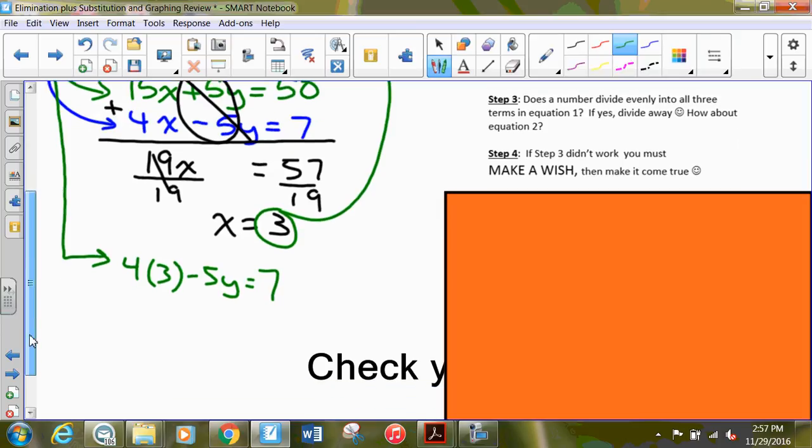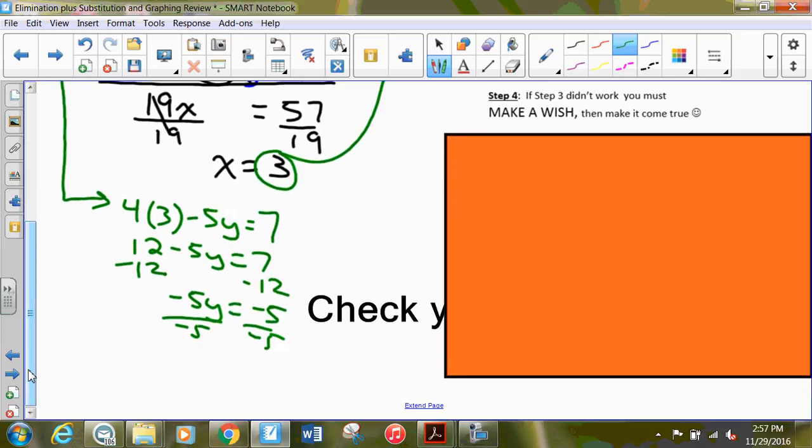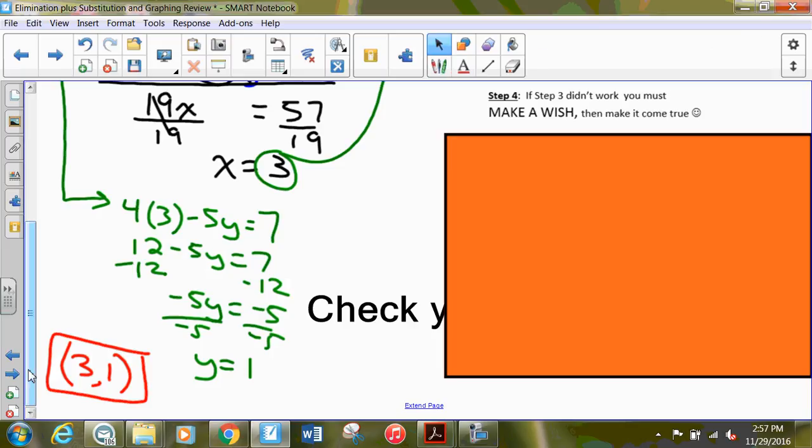So here we go. We're going to go ahead and say 4 times 3 is 12. Then we're going to subtract the 12 from both sides, and divide both sides by negative 5. And we'll get that y equals 1. So our answer, once again, when we're solving a system, our answer is a coordinate point where the x value goes first and the y value goes second. And if we graph these two equations on graphing paper, that's where the two lines would intersect, at the point 3, 1.